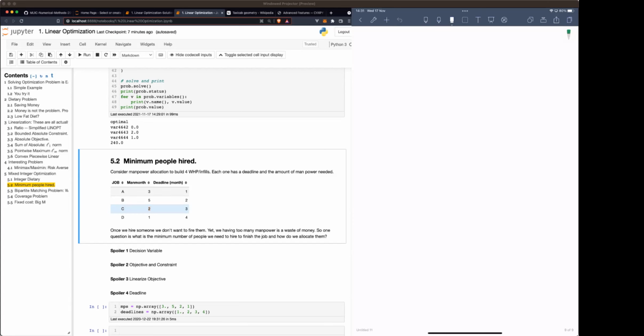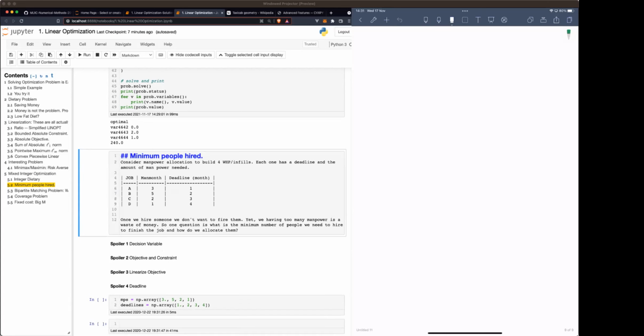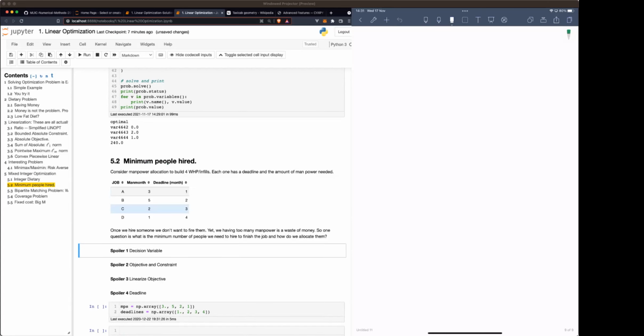So 2 man-months means 1 person. If you use 1 person, it's going to take you 2 months to do it. If you use 2 people, it's going to take you 1 month to do it. That's what it's called man-month. This is the total unit of job. So if you have 5 people, it's going to take you 1 month to do it. And there's a deadline such that B needs to be done before the 2nd month.